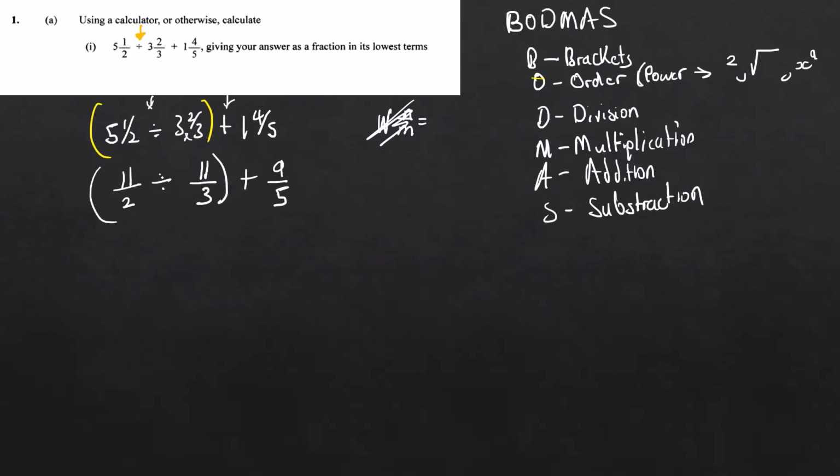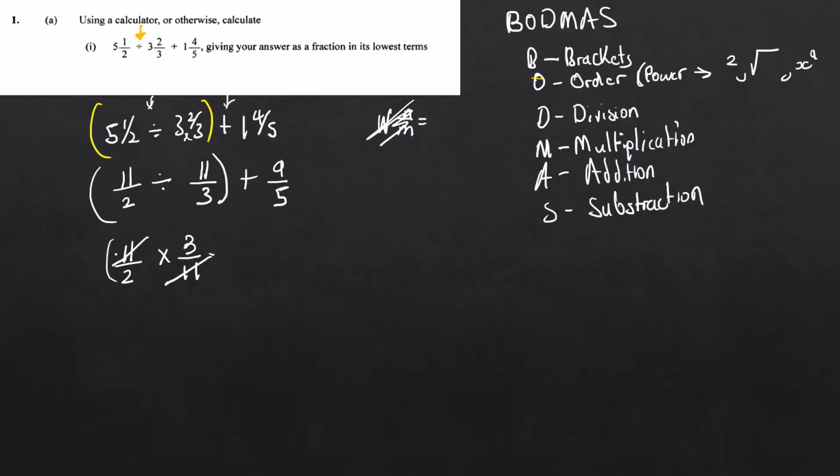So now let's do our division and then do the addition. So 11 over 2 divided by 11 over 3. We know already that to divide two fractions, we just flip the right-hand side and change the sign to multiplication. Right? You can cross cancel: the 11 I'm multiplying and the 11 I'm dividing will cancel out.